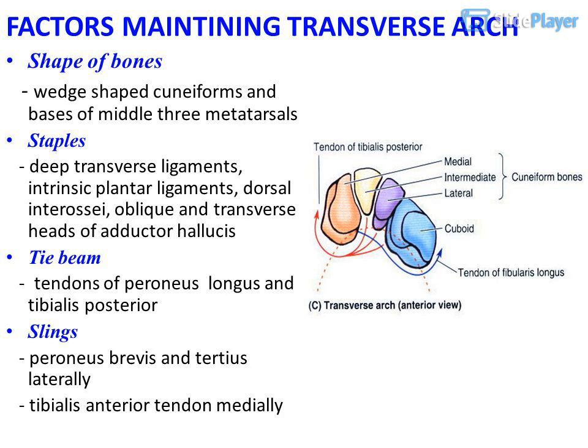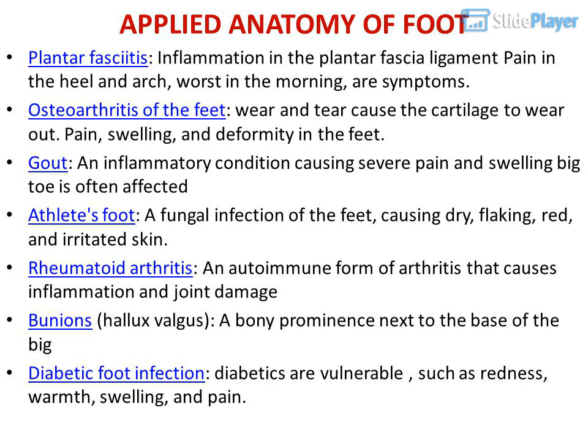Factors maintaining transverse arch. Shape of bones: wedge-shaped cuneiforms and bases of middle 3 metatarsals. Staples: deep transverse ligaments, intrinsic plantar ligaments, dorsal interossei, oblique and transverse heads of adductor hallucis. Tie beam: tendons of peroneus longus and tibialis posterior. Slings: peroneus brevis and tertius laterally, tibialis anterior tendon medially. Applied anatomy of foot.